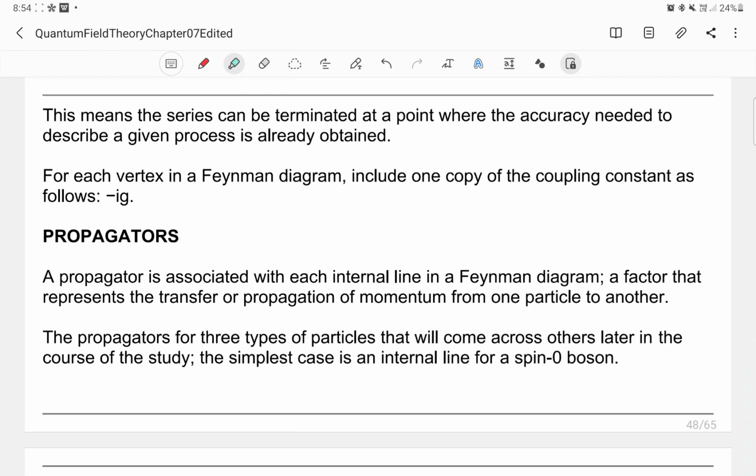So for each vertex in a Feynman diagram, include one copy of a coupling constant, which is given by this one here. You have to multiply by a negative i.